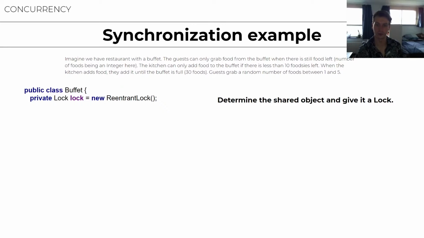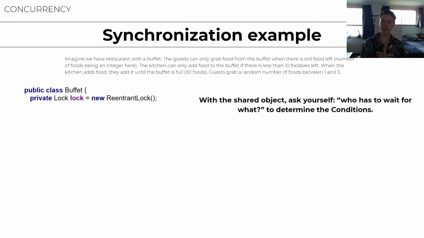So the first part was determine the shared object and give it a lock. So we know that we have this class Buffet, and we know that we have to give it a lock. Okay, perfect. Step 1 complete. Then with the shared object, ask yourself who has to wait for what. And that basically tells you the number of conditions and the situations in which the conditions are being called.